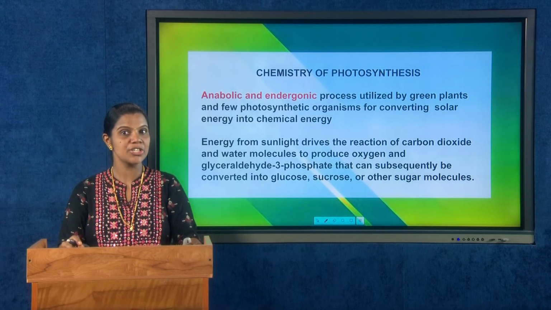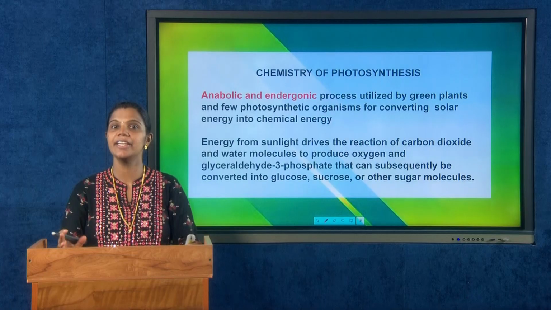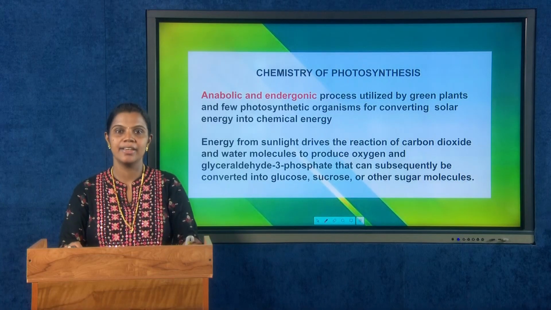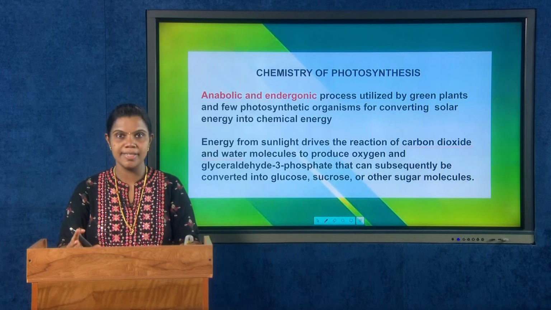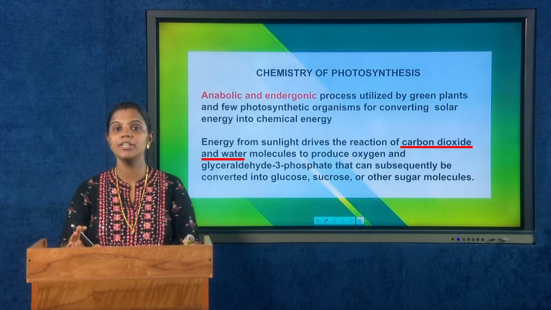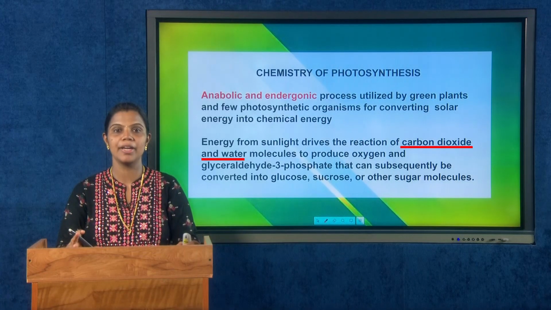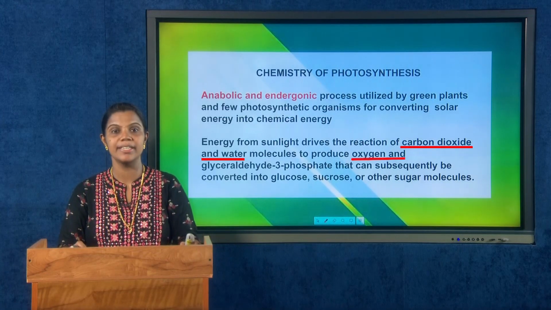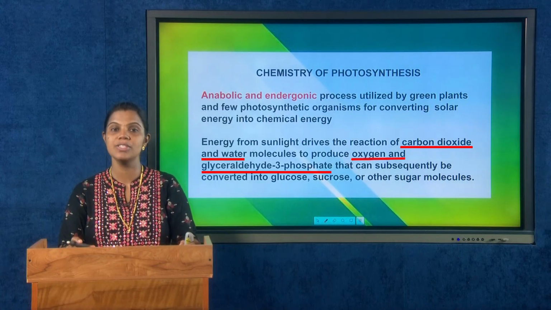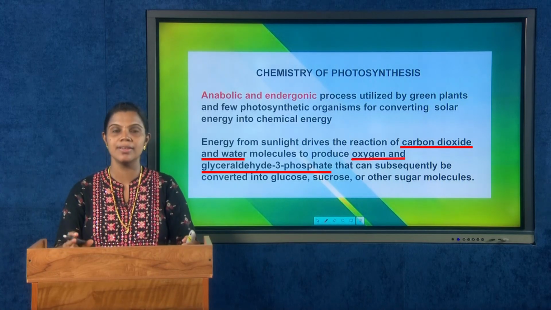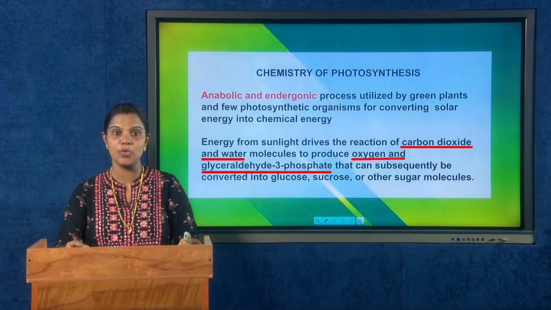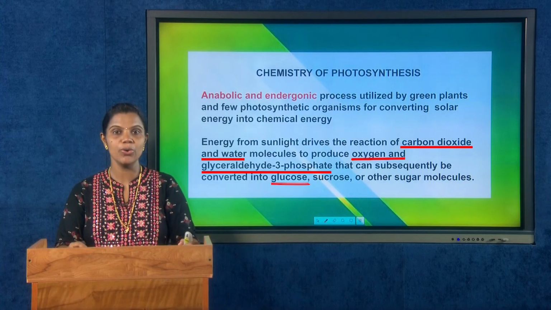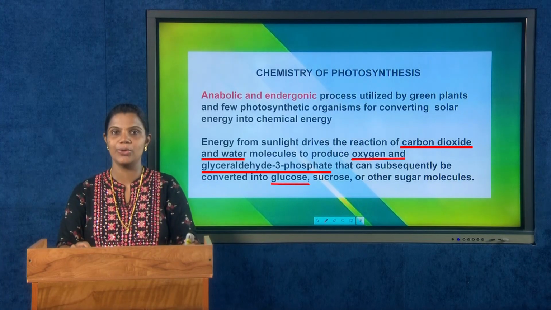So, what is the reaction? You have studied in the earlier classes that the reaction is that the carbon dioxide and water molecules will combine to produce oxygen and glyceraldehyde 3-phosphate that can be subsequently converted into glucose, sucrose or other sugar molecules.